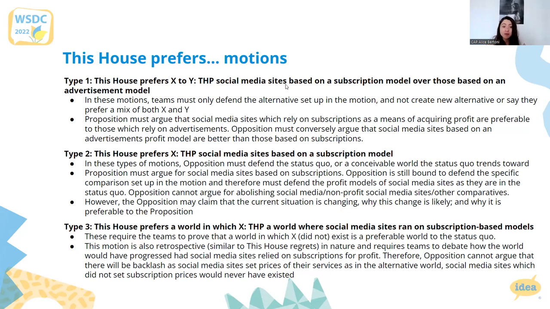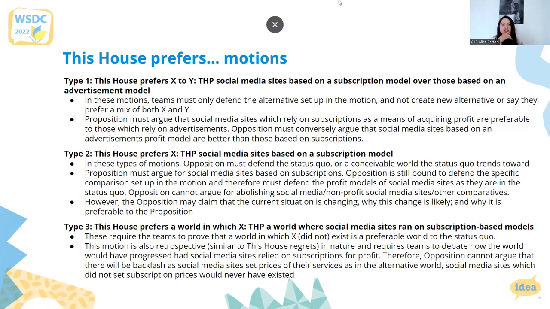And going to the third type of motion, this would be this House prefers a world where social media sites ran on subscription-based models. The fact that we are adding the word world here changes a lot of the context, because we are basically debating if the world without the existence of X, or with the existence of that thing predominantly, would have been a better world. So this is necessarily a debate that also considers the retrospective, because we are discussing if the world would have developed in a better way or not without the existence of that.